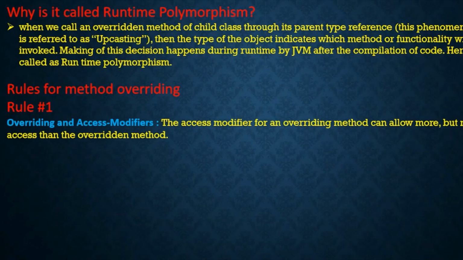For example, we are writing one method, and there should be some access modifier. For example, we are writing a protected method. Whenever we are overriding that protected method inside the subclass, that access specifier should be higher than protected. That should be protected or public.